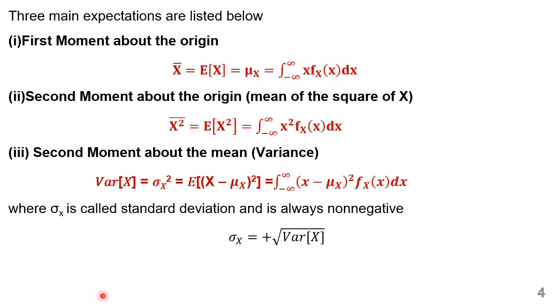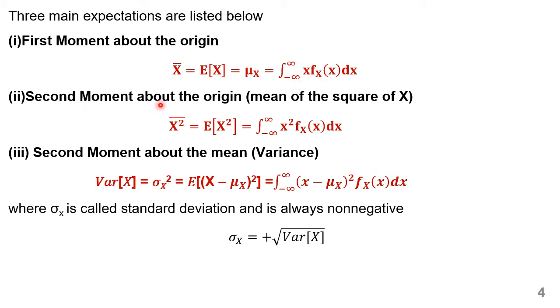There are many expectations defined with respect to a single random variable. Let us restrict our study to the main three expectations which are shown in this slide. First, the moment about the origin, which we have already defined. It is called the expectation x bar is equal to mu x, that is equal to the integral of x fx of x dx within the interval minus infinity to plus infinity.